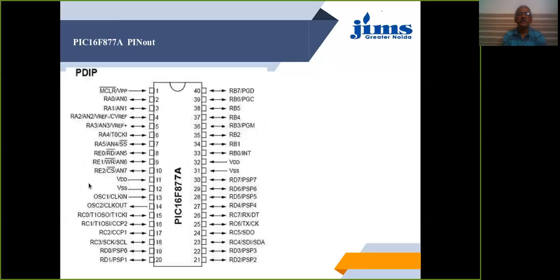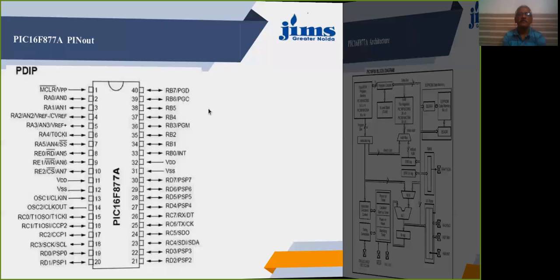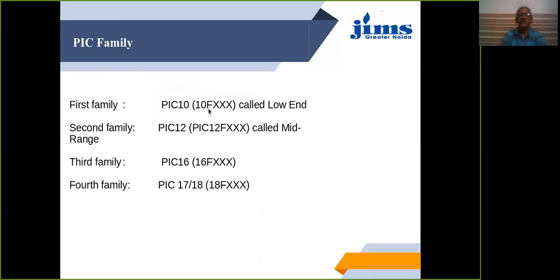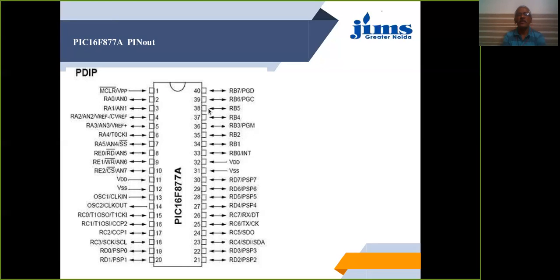We'll be discussing the third family of the microcontroller, the PIC16 series, and the specific example we are discussing here is the PIC16F877A microcontroller. This microcontroller is a 40-pin DIP package. A 40-pin DIP simply means that there are 40 pins, and DIP means dual inline package. On both sides there are 20 pins each, amounting to a total of 40 pins.